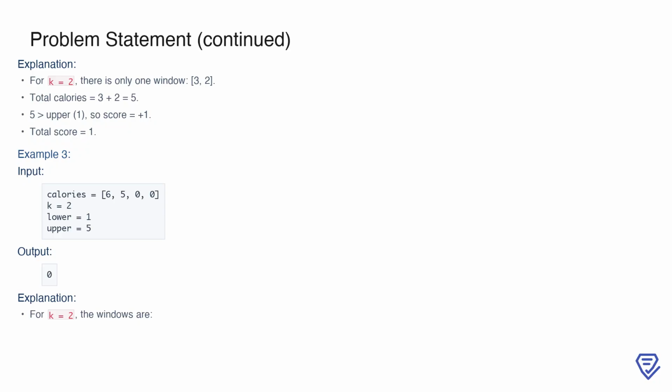Here, the calorie intake is 3, 2, the window size k is 2, and the thresholds are lower equals 0 and upper equals 1. Since k is 2, we only have one window to evaluate, 3, 2. The total calorie intake for this window is 3 plus 2, which equals 5. Because 5 is greater than the upper threshold of 1, the score for this window increases by 1. Since there's only one window, the total performance score is 1.